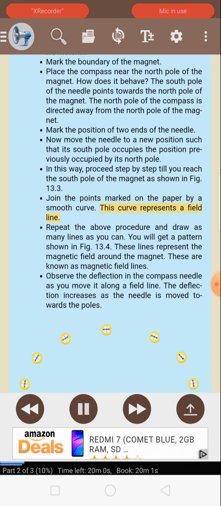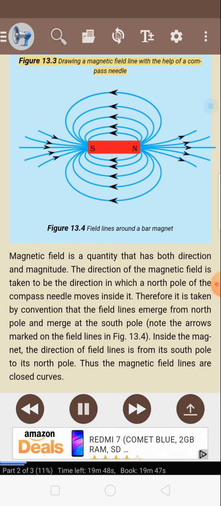This curve represents a field line. Repeat the above procedure and draw as many lines as you can. You will get a pattern shown in figure 13.4. These lines represent the magnetic field around the magnet. These are known as magnetic field lines. Observe the deflection in the compass needle as you move it along a field line. The deflection increases as the needle is moved towards the poles. Figure 13.3: drawing a magnetic field line with the help of a compass needle.